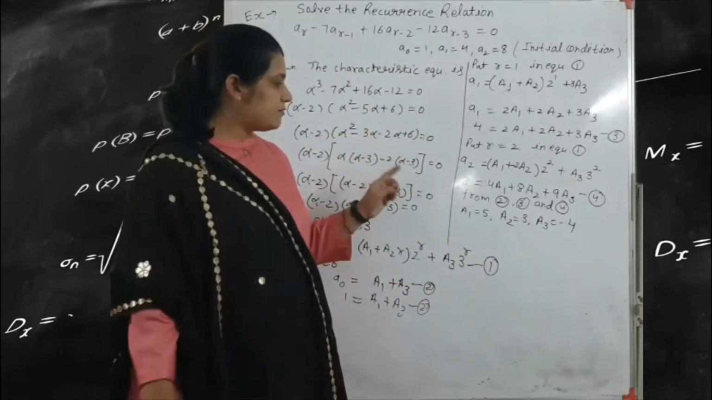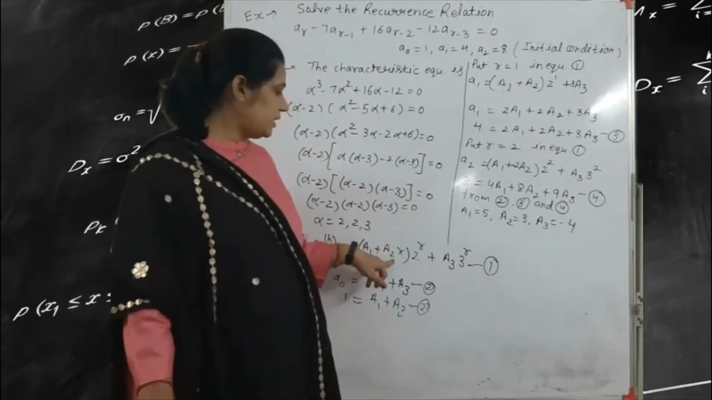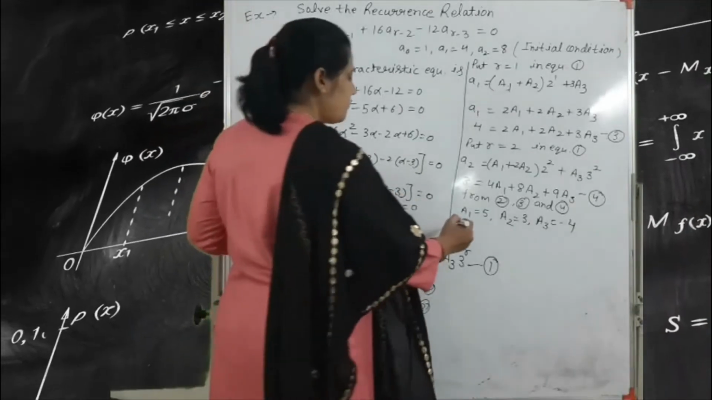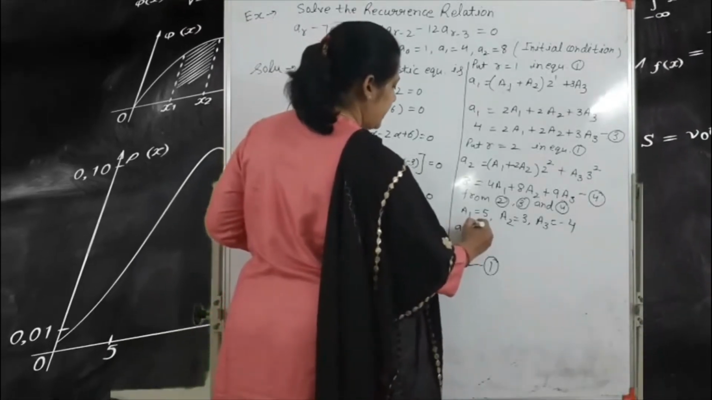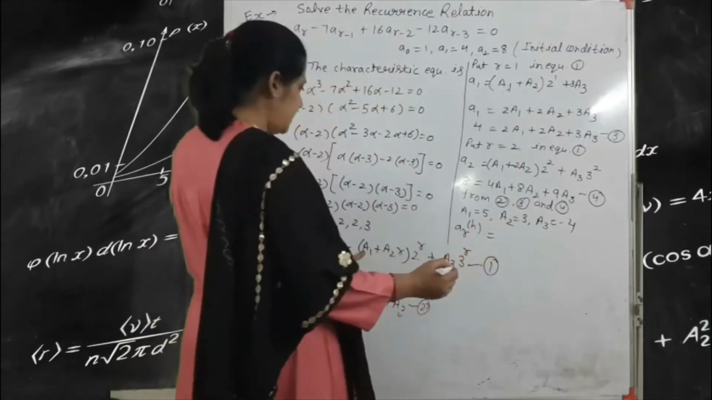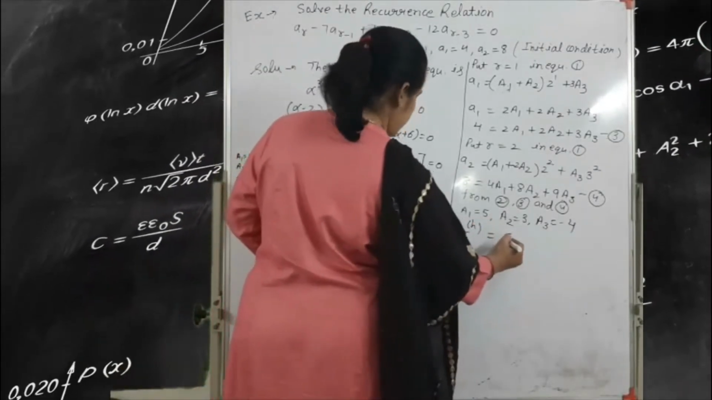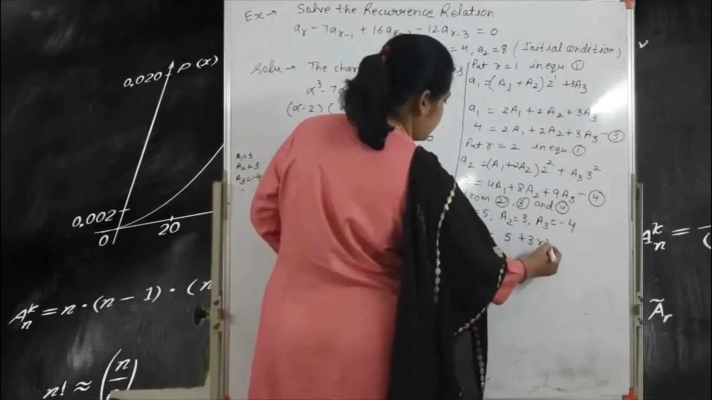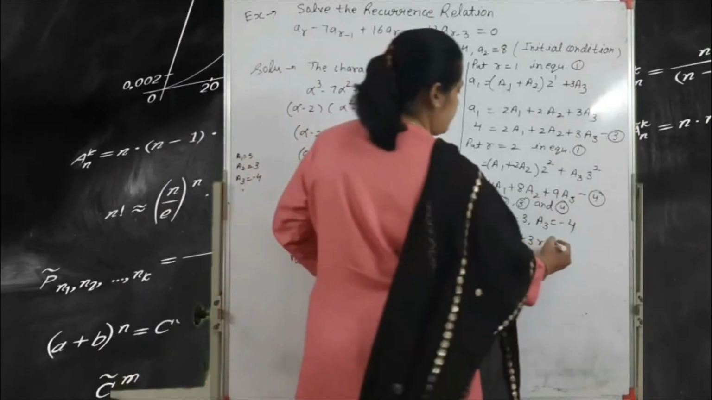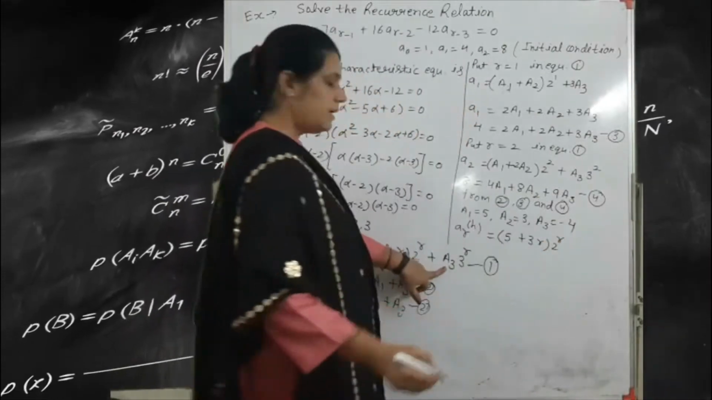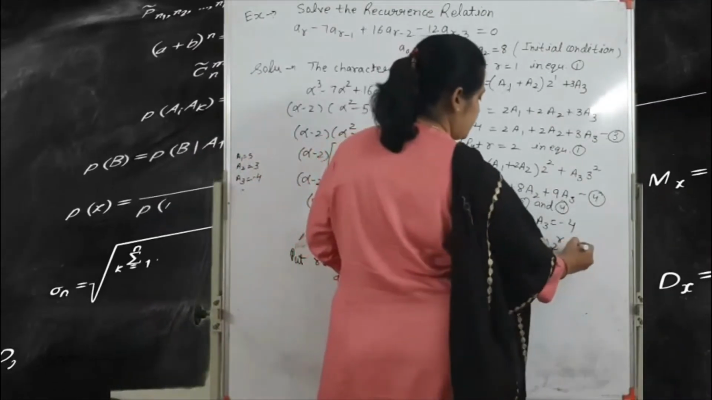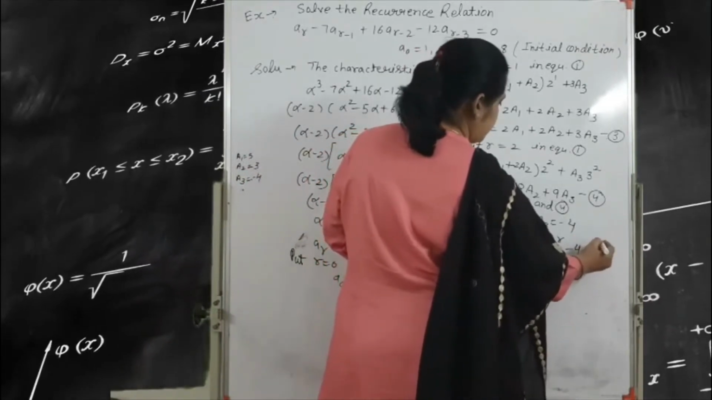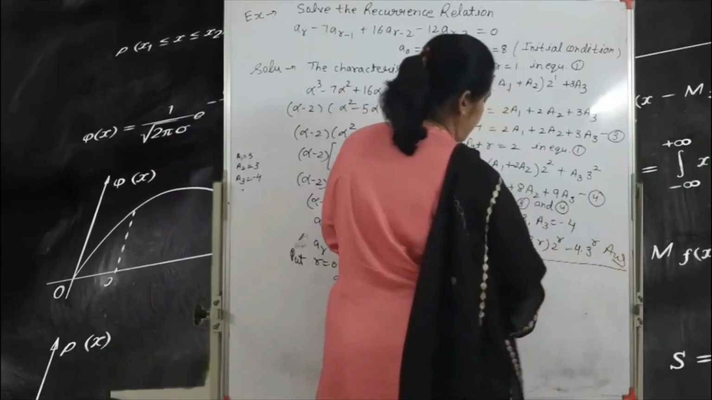These a1, a2, a3 values are put in equation number 1. So this is your final answer. So a_r^h is equal to what? a1 is equal to 5, a2 is equal to 3 times 2 raised to the power r, and a3 is equal to minus 4, so we write here minus 4 times 3 raised to the power r. This is your final answer.